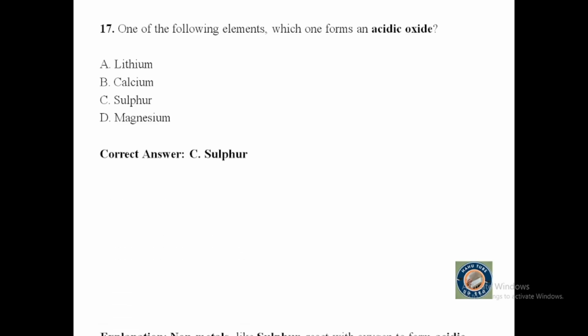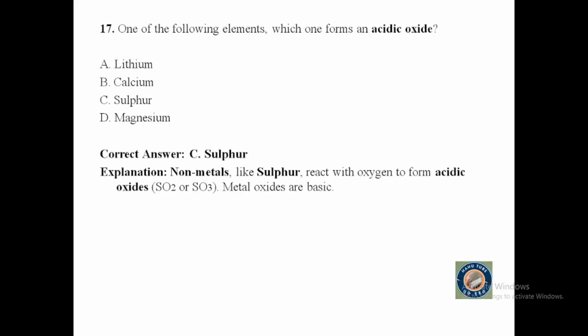Question number 17. One of the following elements, which one forms an acidic oxide? A. Lithium. B. Calcium. C. Sulfur. D. Magnesium. The answer is sulfur. Non-metals like sulfur react with oxygen to form acidic oxides, sulfur dioxide or sulfur trioxide. Metal oxides are basic.